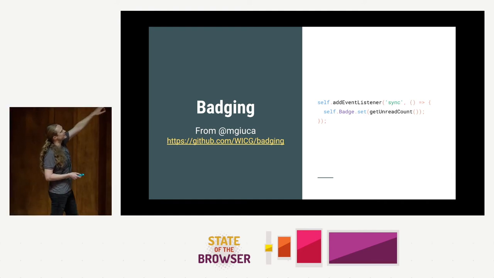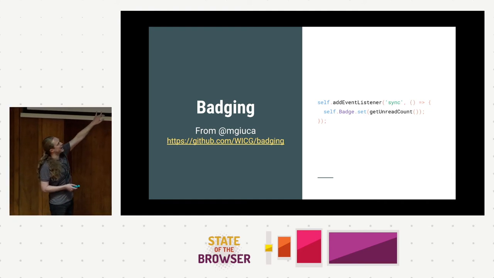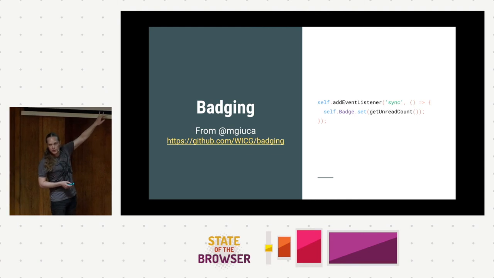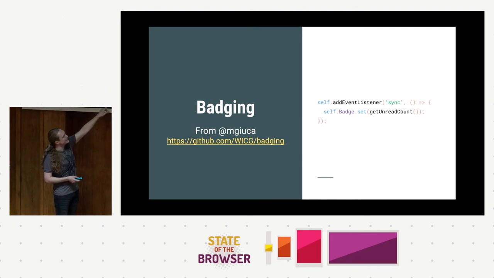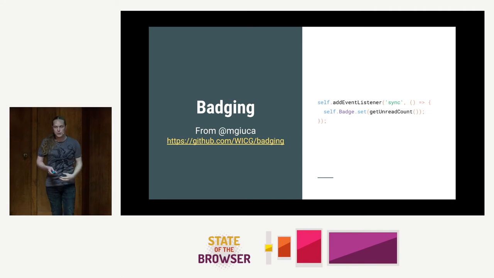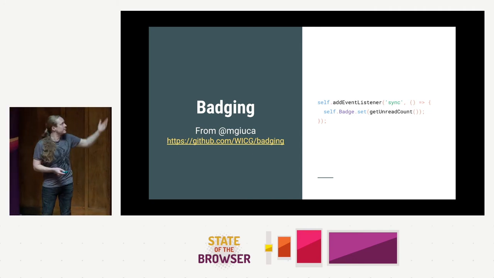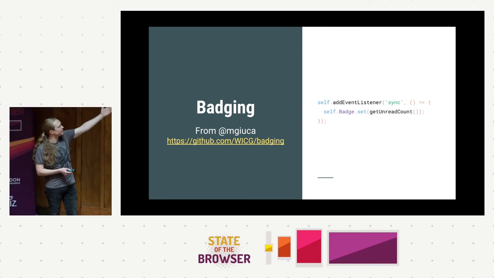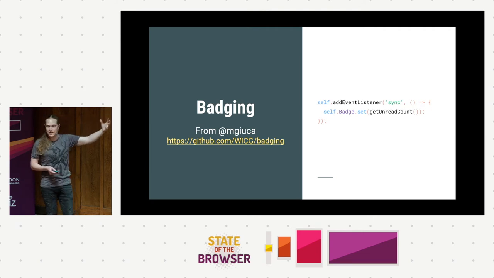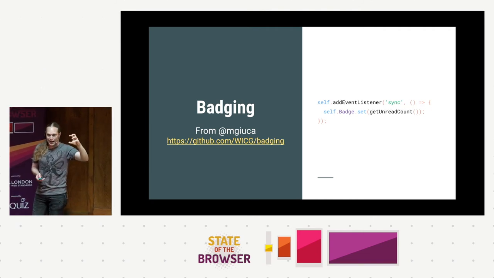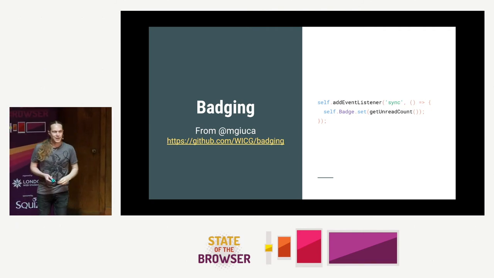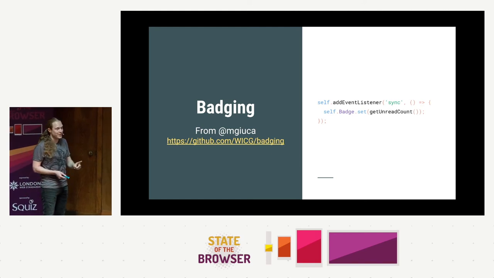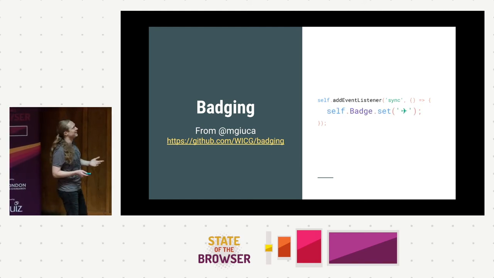What he's suggesting is adding a badge object, which would be available on Windows and Workers. It just has a set and a clear method. Let's assume this is a messaging application. We've got our unread messages, we're setting it in the badge, and that will appear as a little number on our badge. And you're not just limited to numbers. You can also put emoji in there.